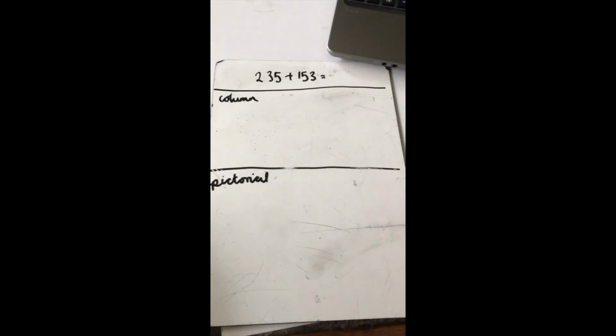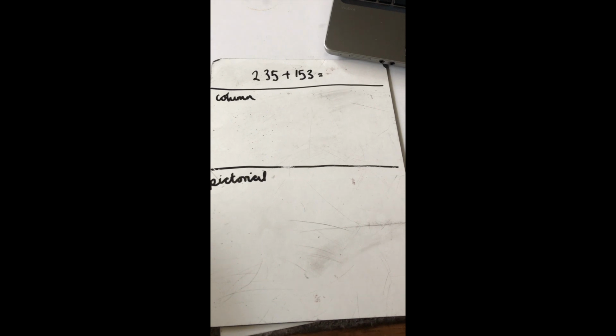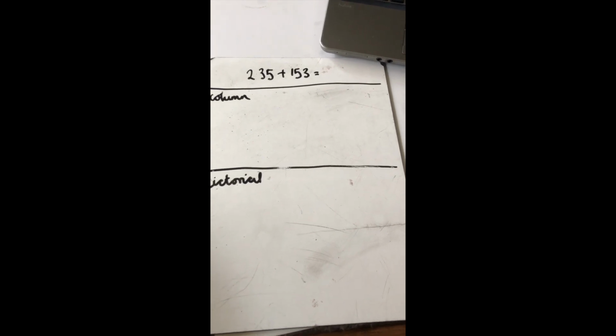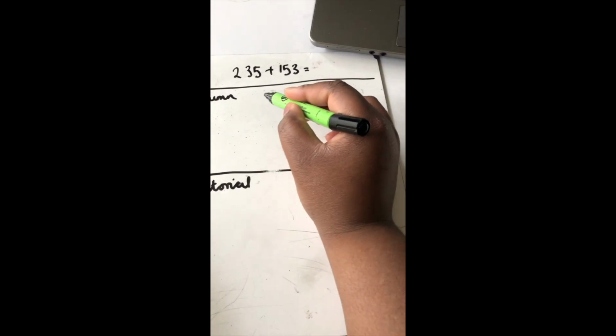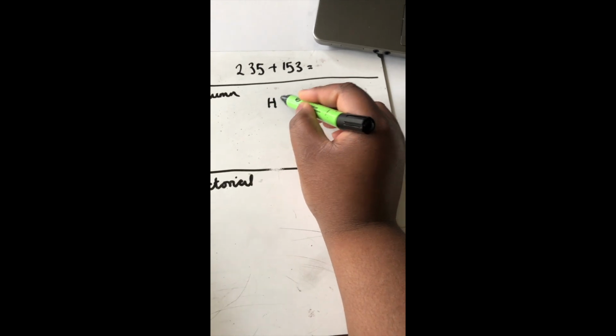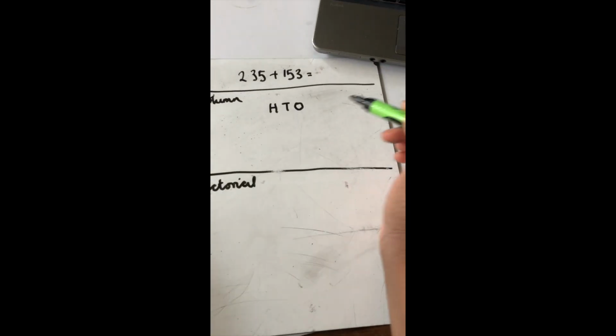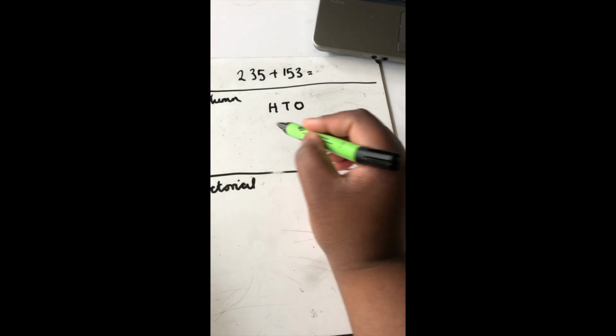In year 3, when we're adding, we can either use pictorial representations or the column method. I'm going to start with the column method. So I'm going to start off by writing my hundreds, tens and ones. Then I'm going to put my numbers in the right places.